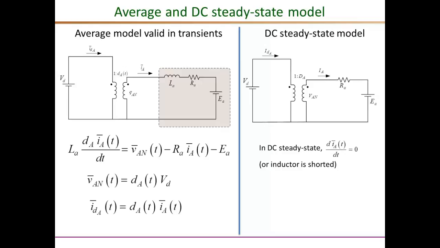But if you're interested in doing a DC steady state analysis, then we can further simplify this model. So we know that in steady state the inductor current is not changing, or di over dt is 0, or in other words, in DC steady state we can short circuit the inductor. Its voltage is 0, therefore it's shorted, and then the inductor current can be given by this algebraic equation, which is simply VAN minus this EA divided by the resistance RA.